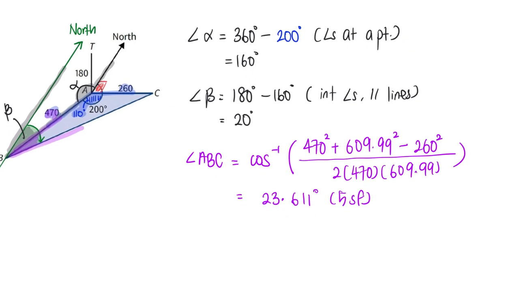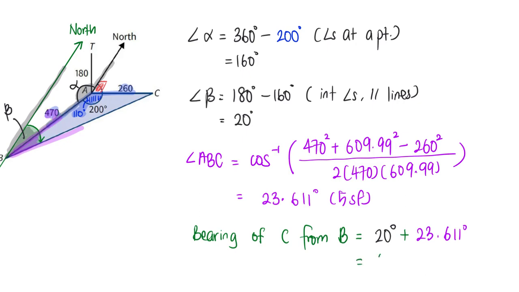And from here, I could then find my bearing of C from B. This will be equal to 43.611 degrees, but because this is a bearing, I do need to indicate there's a 0 in front. So final answer, 043.6 degrees to 1 decimal place.